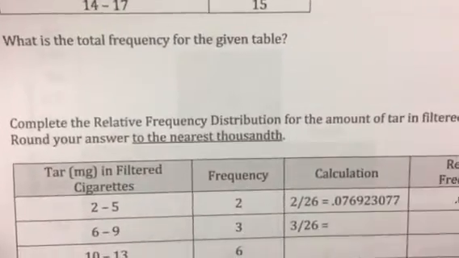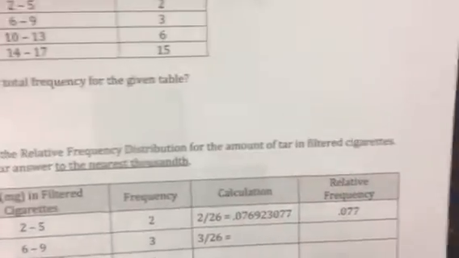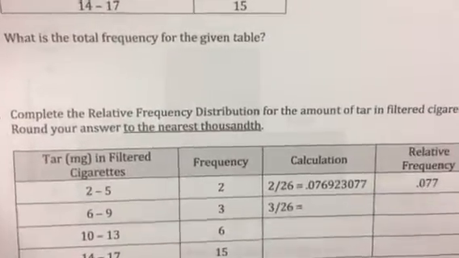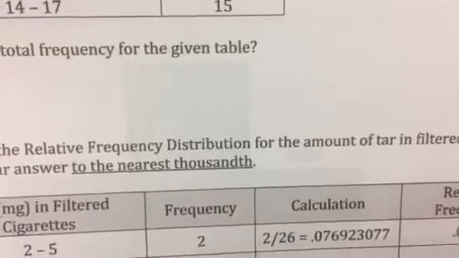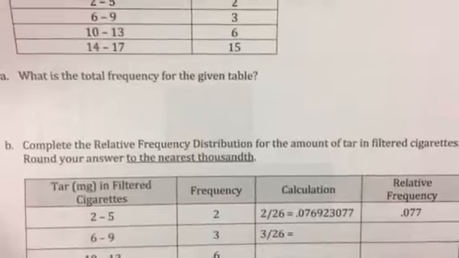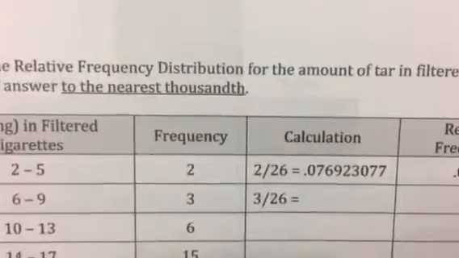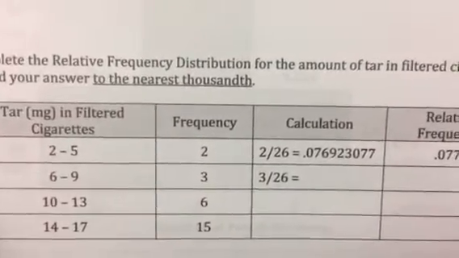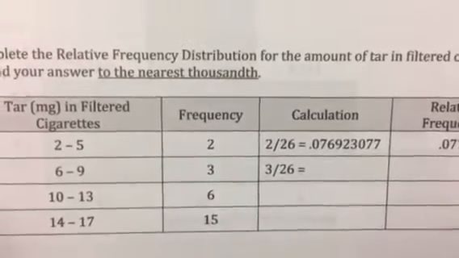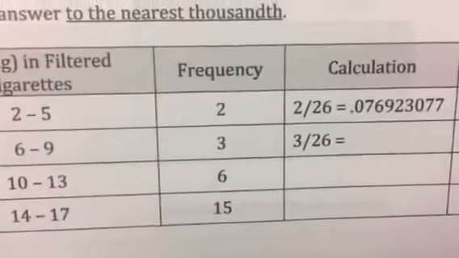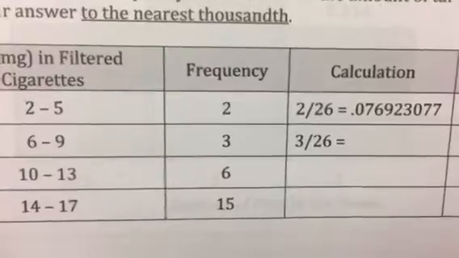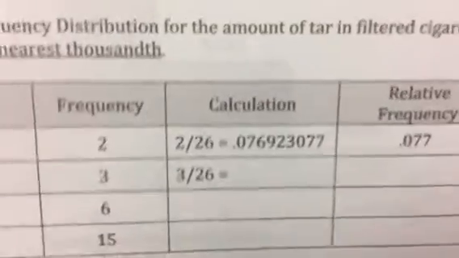Next, notice it says, complete the relative frequency distribution for the amount of tar in filtered cigarettes. Round your answer to the nearest 1,000th. That means 3 decimal places. What you do to convert from a frequency to a relative frequency, I've given you an example here. You take your total, you add these up, and I believe it totals 26. Then you take your amount and divide by your total. Notice I give you the first example. I take 2, divide by 26, and I get this value.